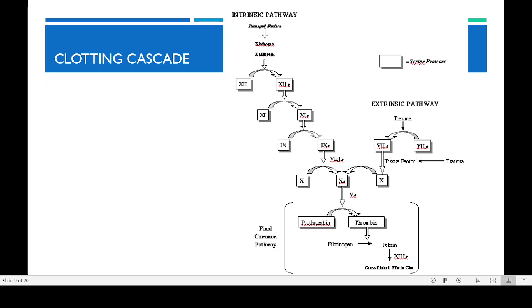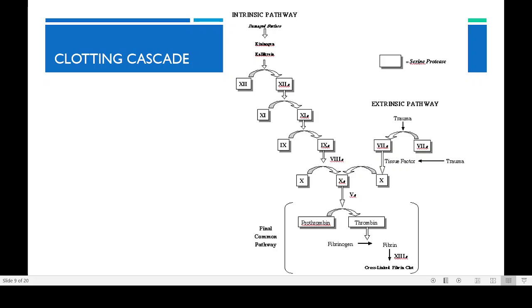Now if you look at the second pathway, that is the internal pathway taking place inside the blood vessel, it is known as the intrinsic pathway. In the intrinsic pathway, a number of factors are there. One is 12, other is 11, 9 and 10. So these are the 4 proteins which are involved in the intrinsic pathway.